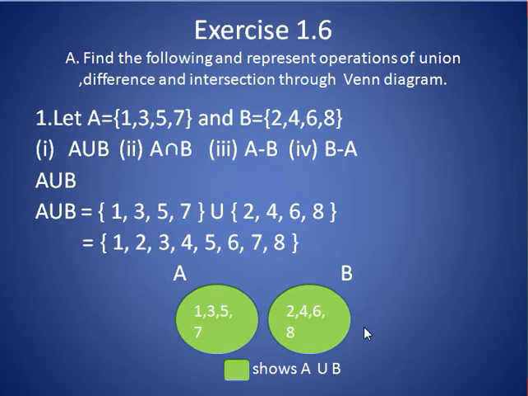Students, why do we color the circles? Yes, to show the answer we color the circles. The answer is 1, 2, 3, 4, 5, 6, 7, 8. In other words, both sets, so we have to color them, and this color shows our answer A union B.